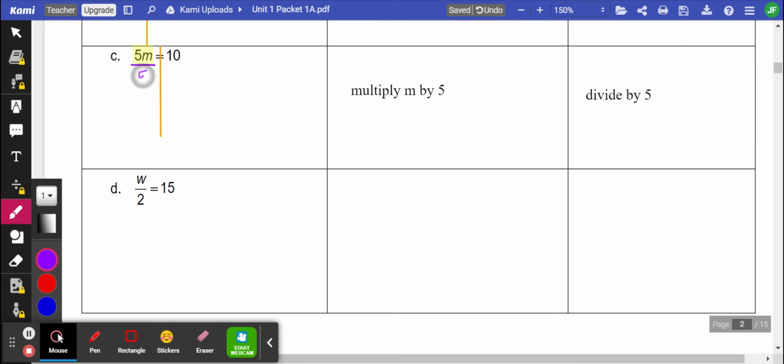I'm going to show you division is the same as a fraction to help calm your nerves about fractions. So what I'm doing here by making this a fraction over 5 is I'm saying 5m divided by 5. My 5's cancel to leave me with just the m. And then 10 divided by 5 is 2.